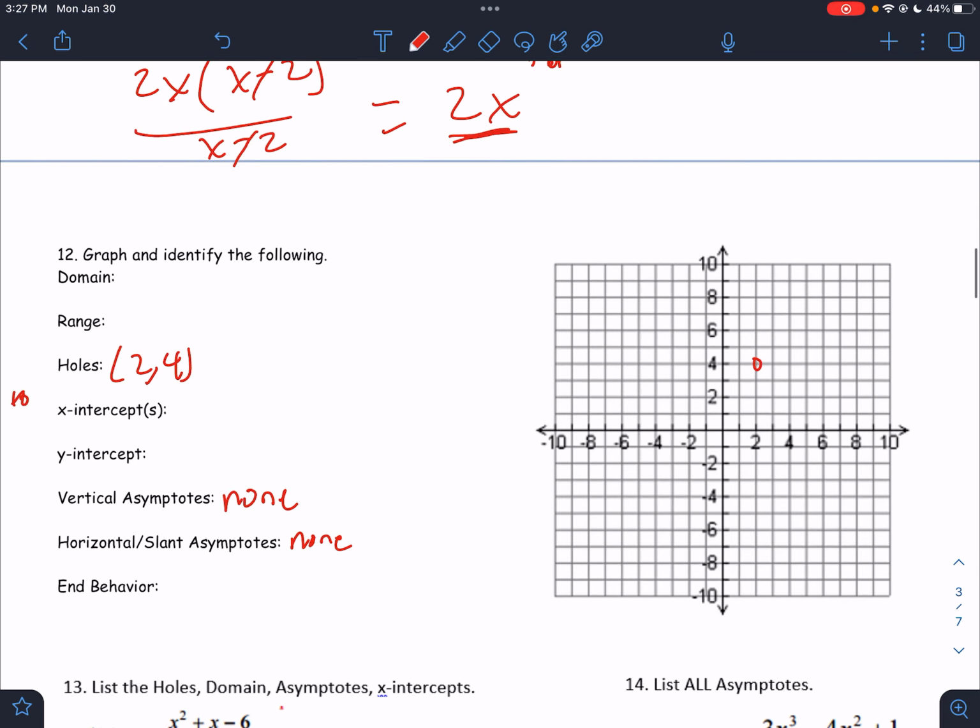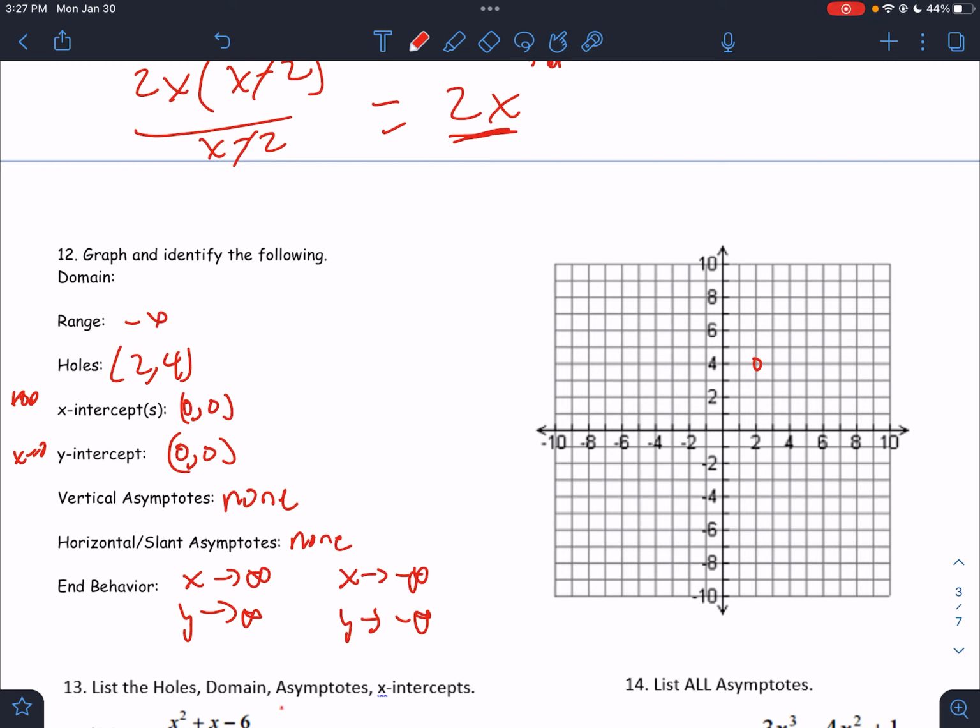X-intercepts. This is top 0. Well, there's only a top. Plug in 0. It's going to be 0, comma 0. Y-intercepts. That is when x equals 0. Well, that's also 0, 0. In behavior, it's just a line. So as x goes to infinity, y goes to infinity as well. And as x goes to negative infinity, y goes to negative infinity as well.